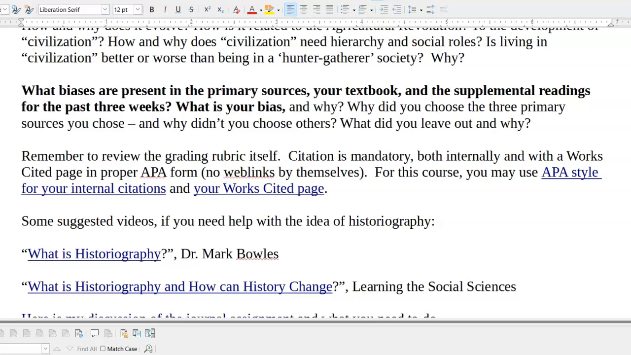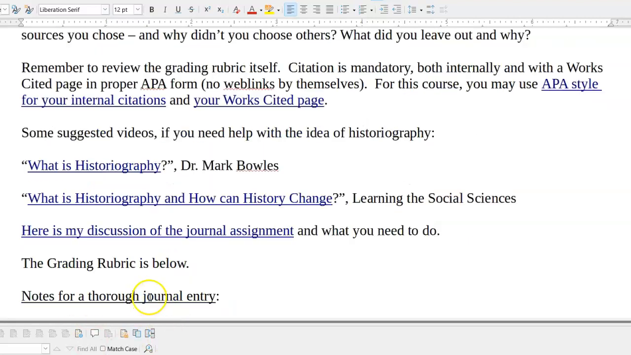All right. Now, part of what we're doing here is this thing called historiography, which is, in a short synopsis, the history of the writing of history and how the way we tell the story of history has changed. I encourage you to consider that as you are working on your paper.